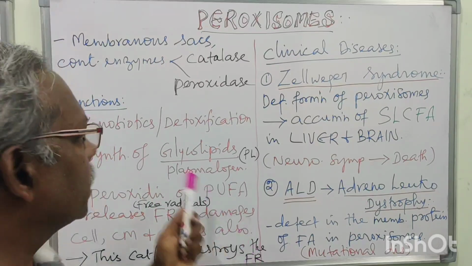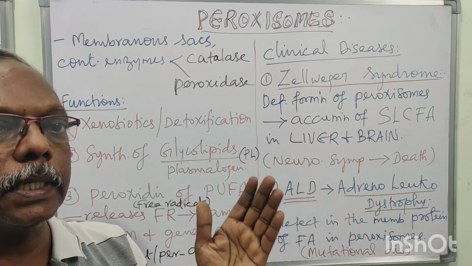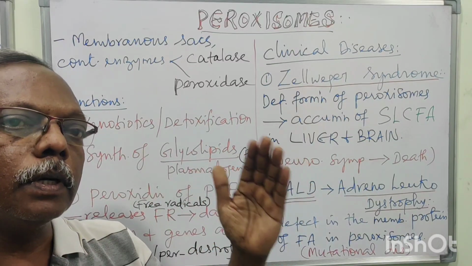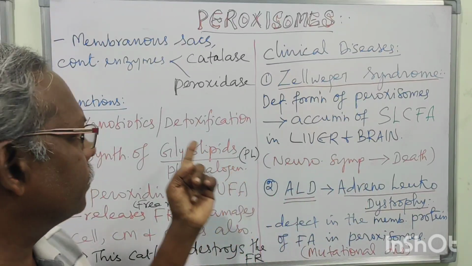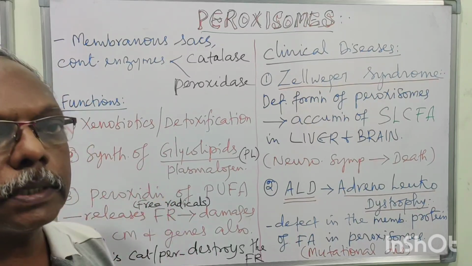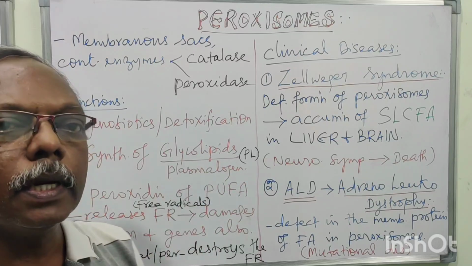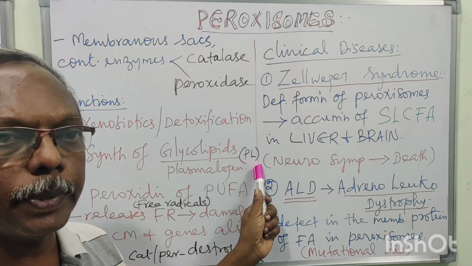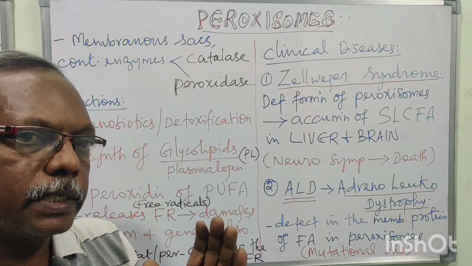Functions. They are involved in the process of xenobiotics or detoxification. This is nothing but removal of toxic compounds, which should be converted into non-toxic compounds and get excreted by the kidneys. That is the definition for xenobiotics or detoxification. Second one is they are useful for the synthesis of some phospholipids, for example glycolipid and plasmalogens. So synthesis of phospholipids.